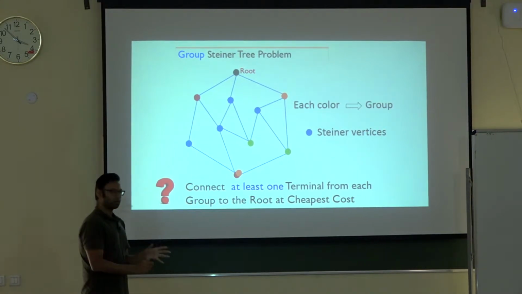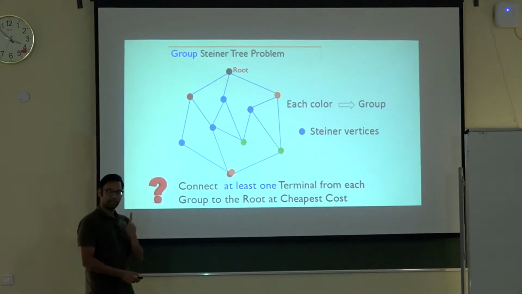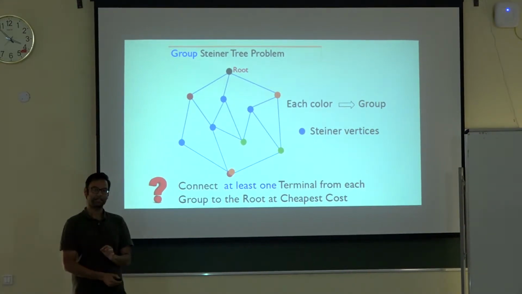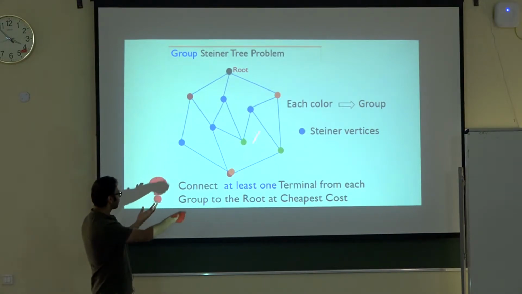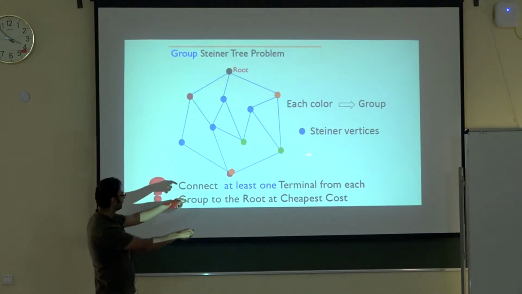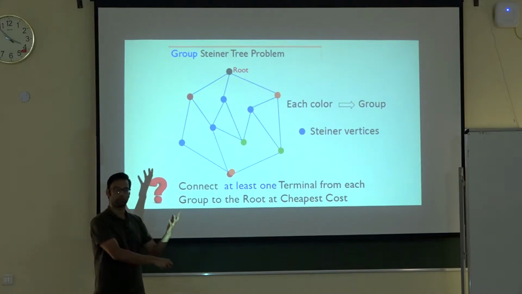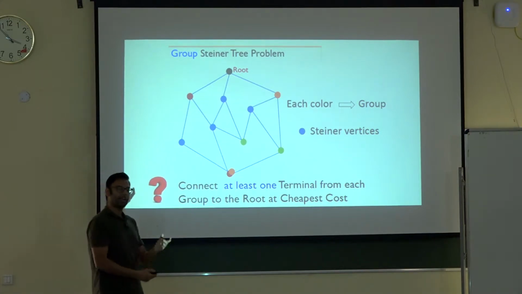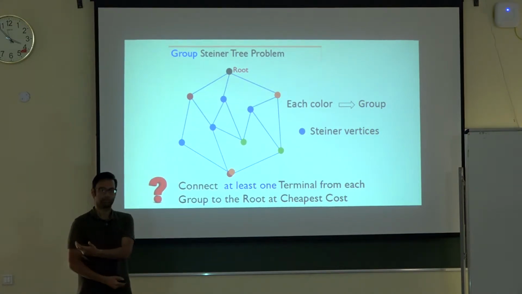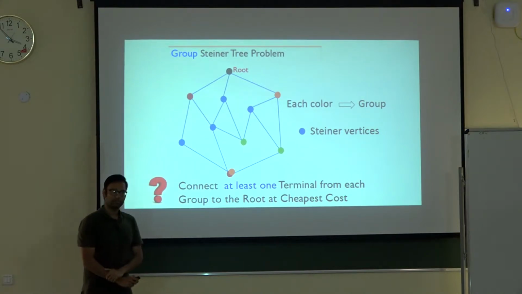And now the question is almost the same as the Steiner tree problem, with this one exception that now I want at least one terminal from each color class to be part of my final subgraph. Okay? So let's say I want to connect at least one orange vertex to the root, at least one green vertex to the root, and at least one red vertex to the root. Okay? I don't have to connect all of them to the root, which was the case for Steiner tree. So Steiner tree is a special case of this problem where each terminal forms a color class of itself. Right? So then it just becomes the standard Steiner tree problem. Okay. So any questions about the problem definition so far?